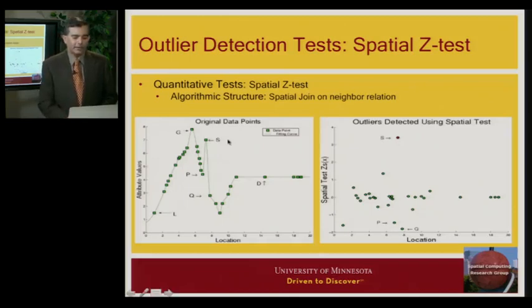When you do that, this horizontal line 0 is where everything is expected to lie based on the first law of geography. Things which are very far away from this 0 are considered outliers. So for example, S in this case is about 2-3 standard deviations away and is the highest offending. Once you take out S and readjust the neighborhood value, then you can look at the second one. So these are many different tests that people have designed to look at spatial outliers.